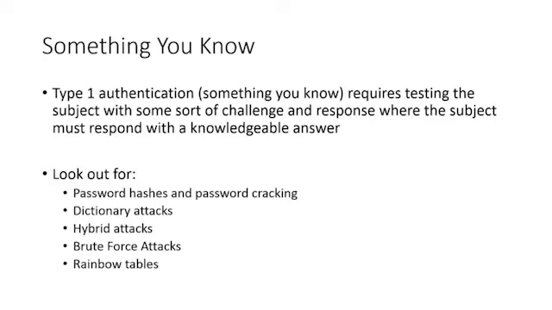Now, things we need to look out for when it comes to this Type 1 authentication. Stealing your passwords, right? Different ways they could do it, like password hashes and password cracking. If they steal a password hash, they may be able to use something like a rainbow table, right? And that rainbow table is a table that attackers can create. It's one that you can get off the internet, right?